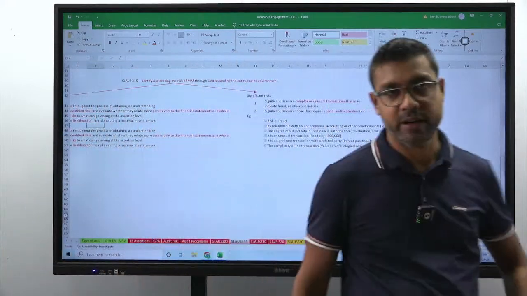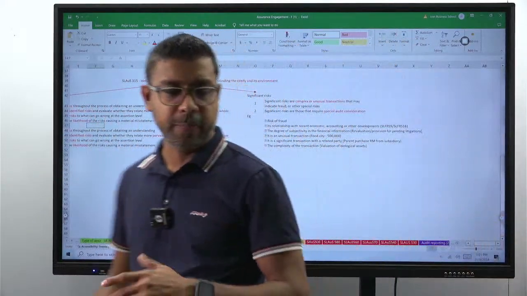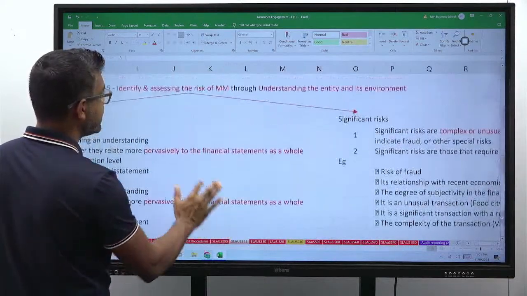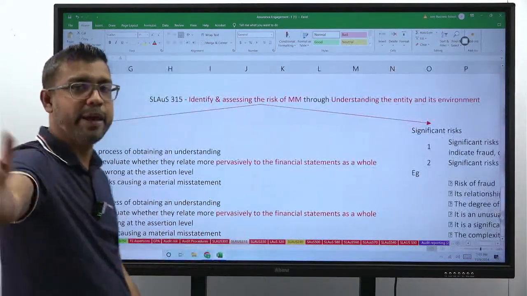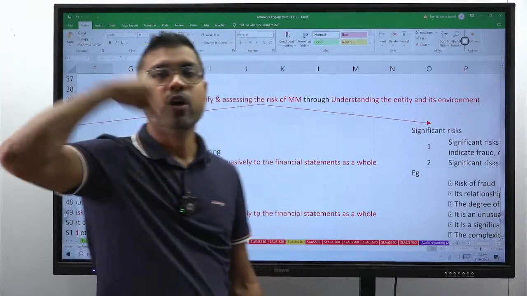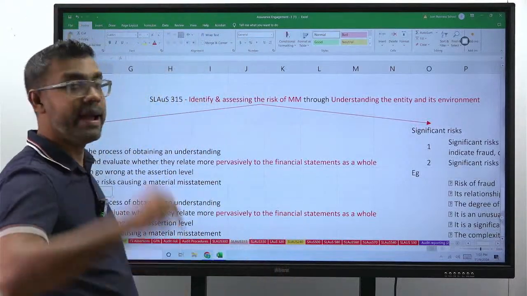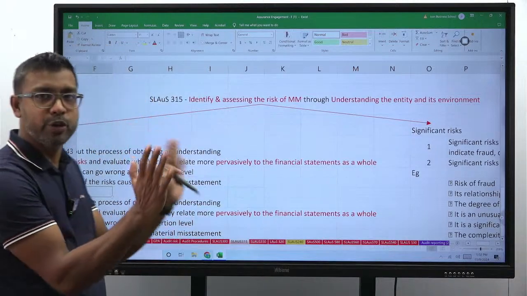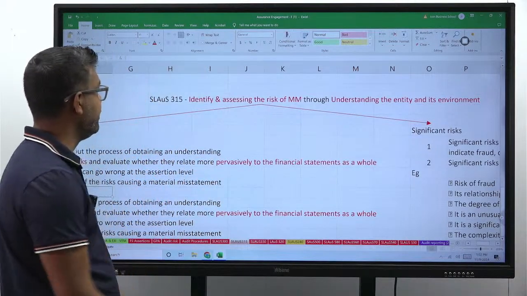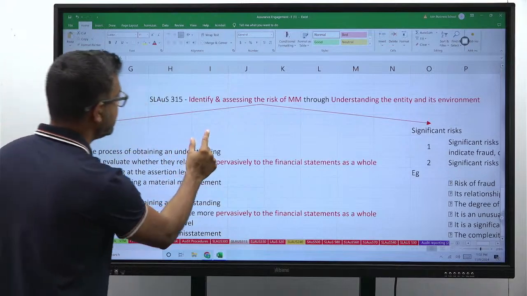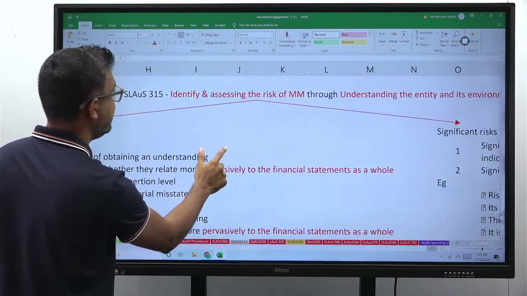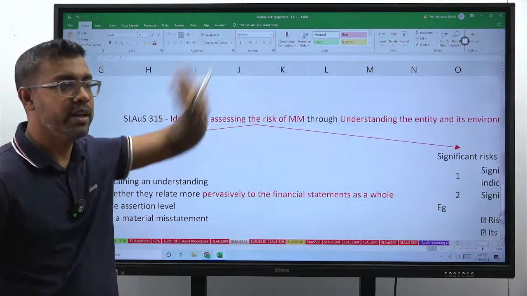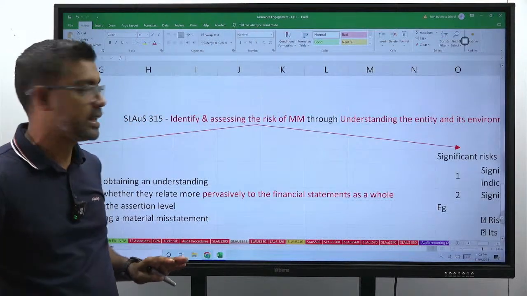SLAUS 315. I don't need so many hours to explain SLAUS 315 because I have already explained. I explained audit risk, audit procedures, and financial statement assertions. Therefore, it is very simple for me to now explain SLAUS 315, which is one of the golden auditing standards under the planning series. I just want to explain the definition, then you will understand the standard.